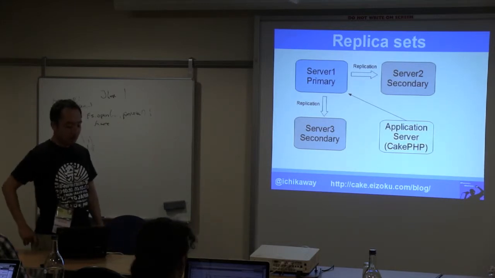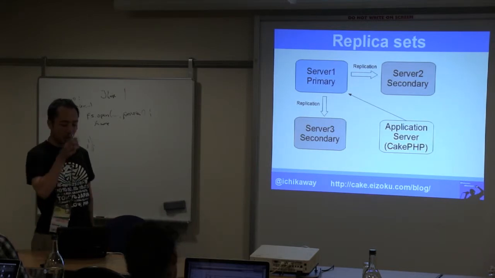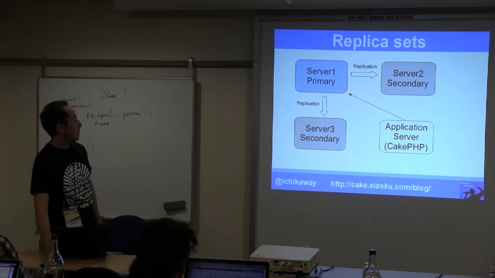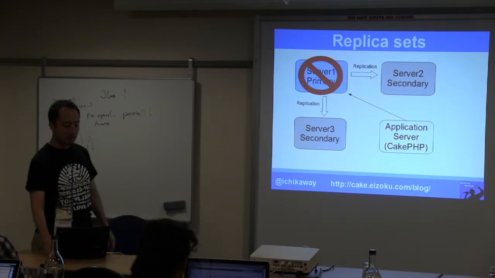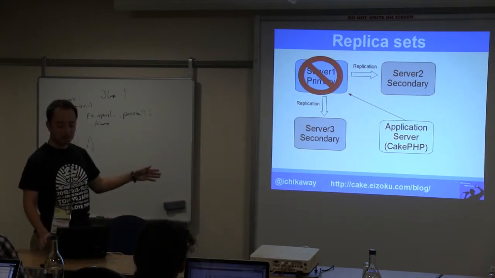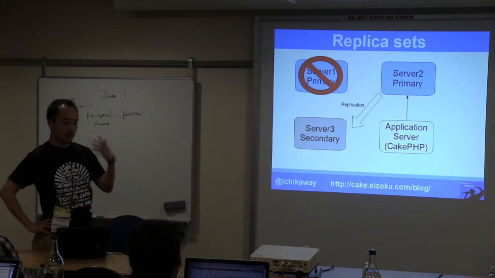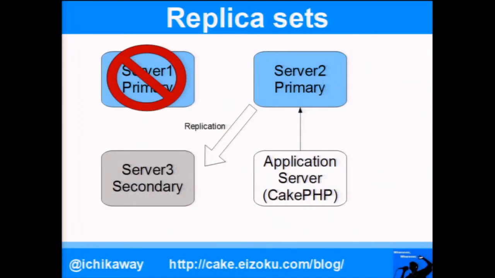And CakePHP is running on the application server. And CakePHP connects to the primary server. After the primary server goes down, server 2 becomes the primary server automatically, and CakePHP on the application server can connect to the new primary server automatically. It's very easy to use.